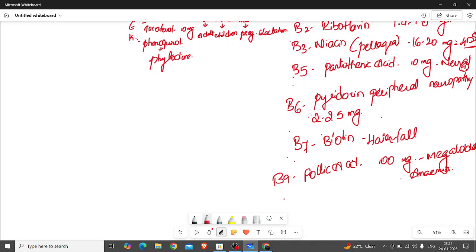So in pregnancy, if a married couple is planning to conceive, they need to start folic acid 3 months before conceiving in order to prevent neural tube defects.